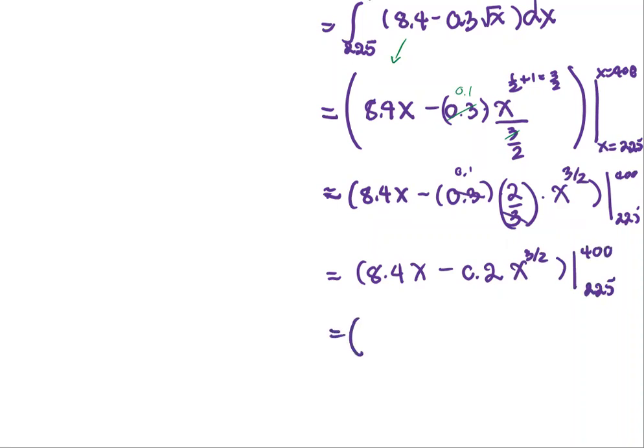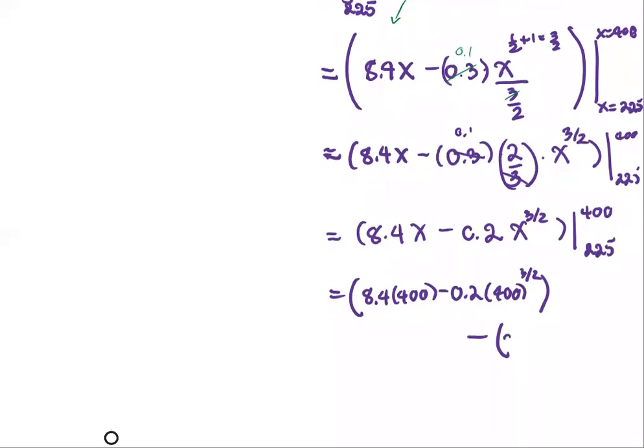First, we replace x with 400. We have 8.4 multiplied by 400 minus 0.2 multiplied by 400 to the power 3/2, and then subtracted by another group, which is 8.4 multiplied by 225 minus 0.2 times 225 to the power 3/2. So subtracted by 8.4 times 225 minus 0.2 times 225 to the power 3/2.